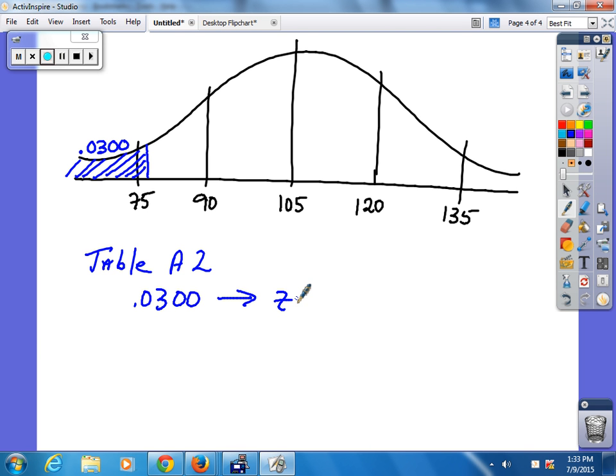Or you do your handy-dandy TI, you do second bars, and then you do inverse norm, parentheses 0.0300, and either one, tell me what you get.